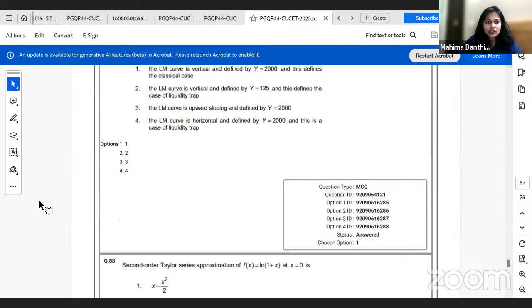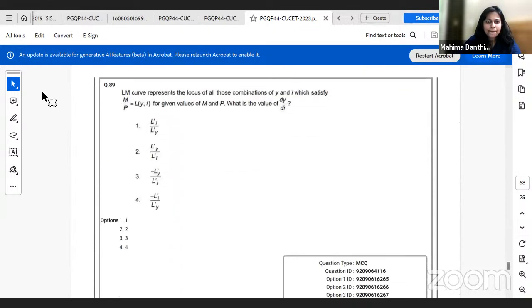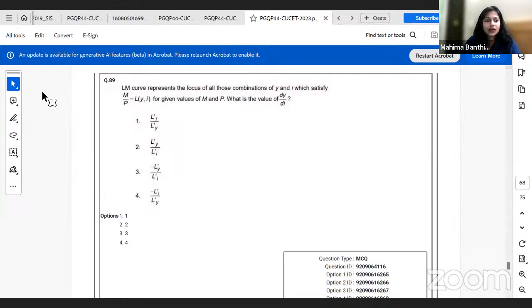Now let's go to question number 89. All right, question 89 says the LM curve represents the locus of all those combinations of y and i which satisfy M by P equal to L(y, i) for given values of M and P. What is the value of dy by di? So we shall write the LM curve. We shall totally differentiate the curve.